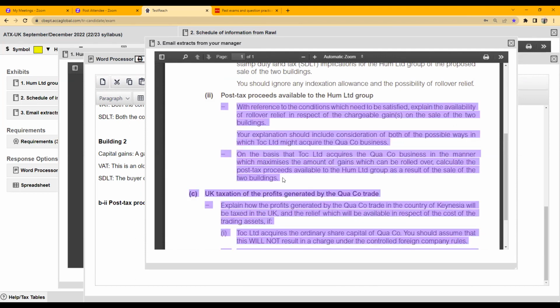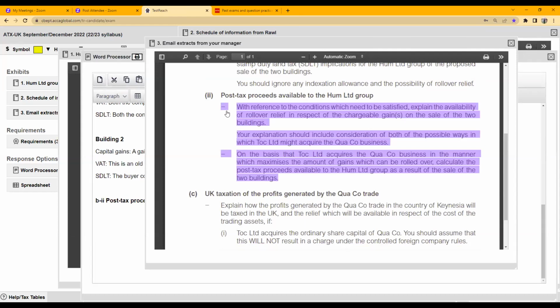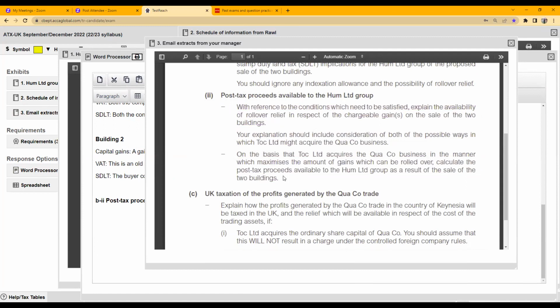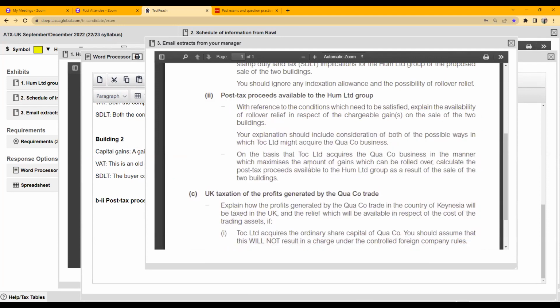I'm giving you 3 to 4 minutes to plan this part of the question. If you want, I can show you the relevant thing, but you should consider these 2 points. Afterwards, I will start my discussion. We have read the scenario. After the disposal of these 2 buildings, Talk Limited would be acquiring the Quaco, and the Quaco can be acquired in 2 possible manners. You need to calculate the post-tax proceeds available to Hum Limited Group as a result of the sale of 2 buildings. Your time starts.